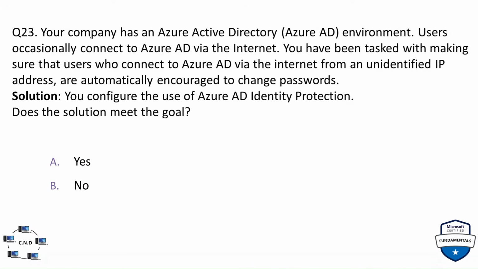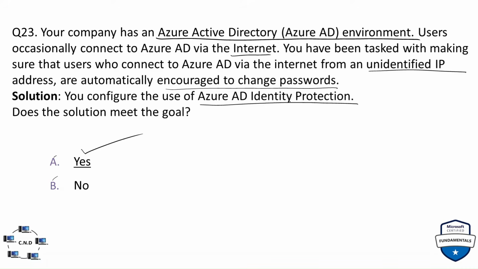And question number 23 is that your company has an Azure Active Directory environment. Users occasionally connect to Azure AD via the internet. You have been tasked with making sure that users who connect to Azure AD via the internet from an unidentified IP address are automatically encouraged to change password. Solution: you configure the use of Azure Identity Protection. Does the solution meet the goal? The options are option A, yes, option B, no. And the correct option is yes.